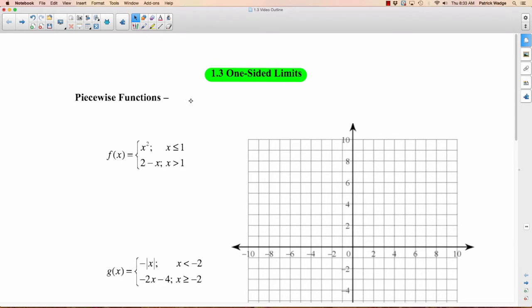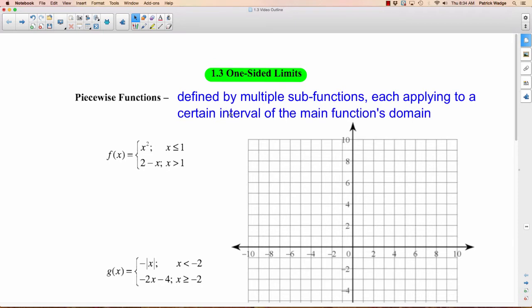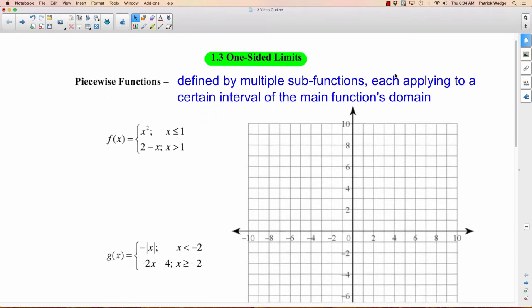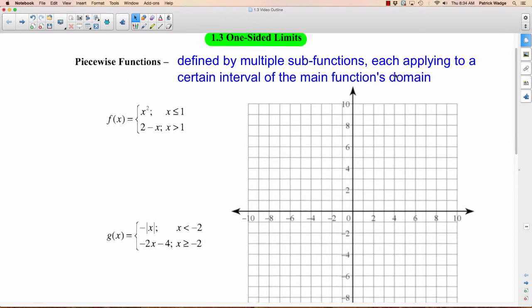So what is a piecewise function? It is defined by multiple subfunctions, each applying to a certain interval of the main function's domain. It's one of these things that sounds really complicated. It's not quite as complicated as it sounds. So, for example, here is a piecewise function. All of this right here is a piecewise function.